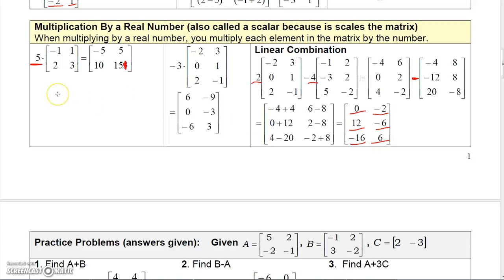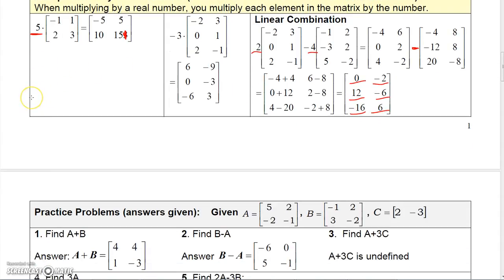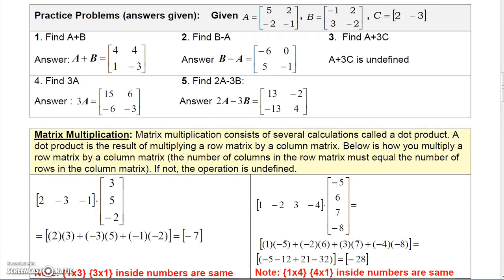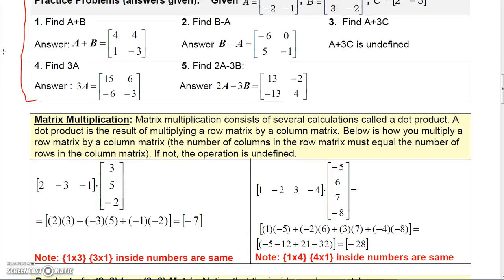You can do these on the calculator by entering them in your calculator, but that's something you can search if you want to. Here are some practice problems. You can pause the video and practice on these if you want, and the answers are given.